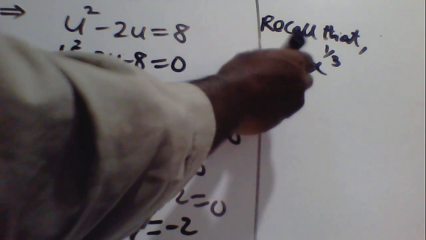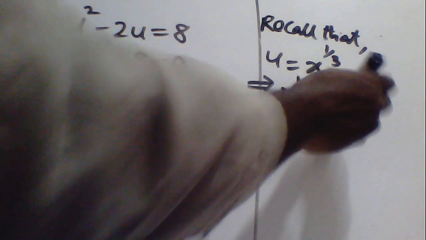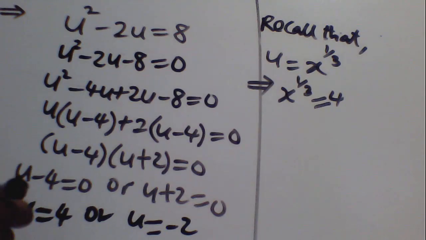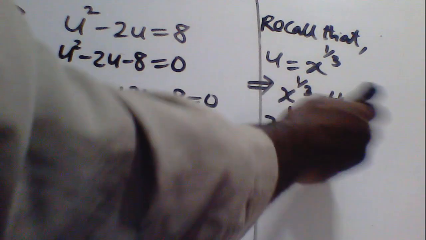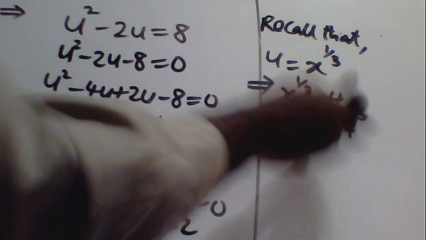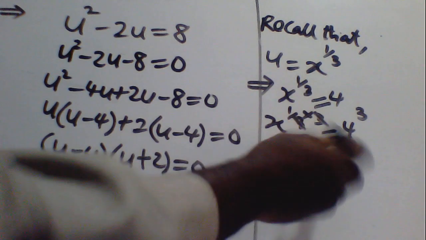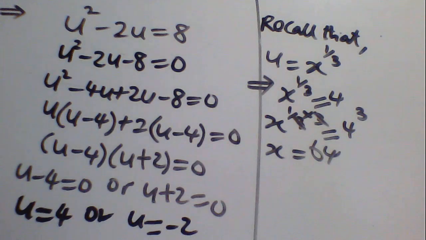So this implies x raised to power 1 over 3 is equal to 4. So find the cube of both sides of the equation. You have x is equal to, 1 over 3 multiplying 3 will give us 4 raised to power 3. So that 3 can cancel out to give us x equals 4 raised to power 3, and that gives us 64. So that is the first value of x.